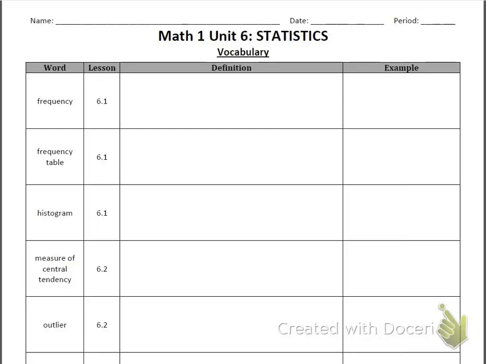So for Unit 6, for the first lesson, we're going to be talking about frequency and histograms. Some of this might be familiar to you, so if it is, that is great. We have 3 vocabulary words for you. Frequency. A frequency is the number of data values in an interval.